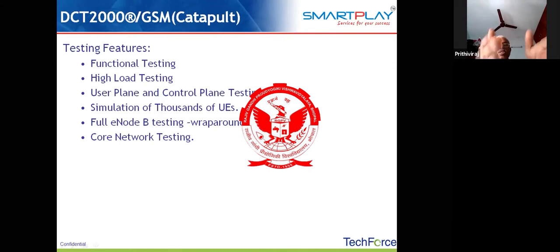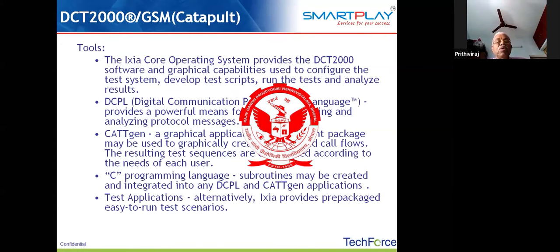Testing features, these are all type of things. Once you become a testing engineer, you are required to have expertise in all these type of things. Next. So these are the tools which are provided to you. Okay, so you would be basically trained on that. So with that platform, you could immediately work.